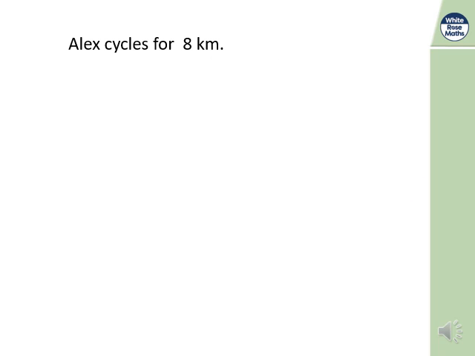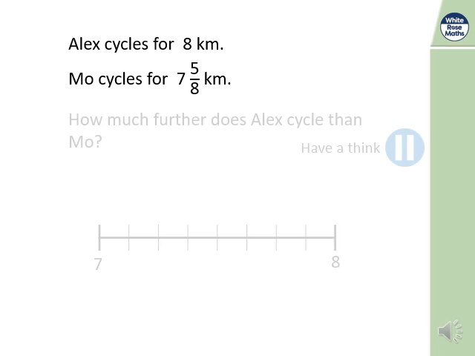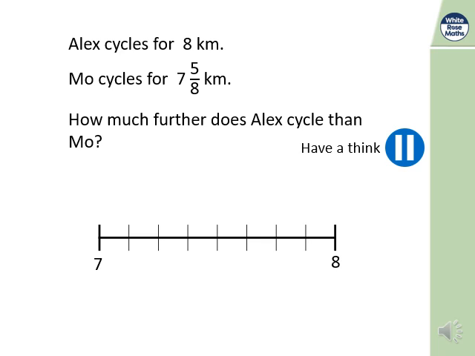Let's have a look at this question here. Alex cycles for 8 kilometres. Mo cycles for 7 whole kilometres and 5/8 of a kilometre. How much further does Alex cycle than Mo? And using the number line if you want to help you, how would you work that out? Pause the video and have a go.